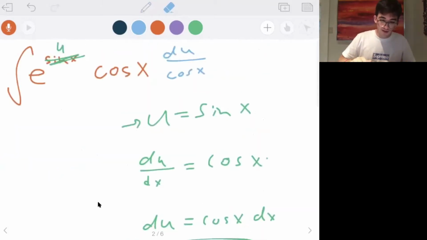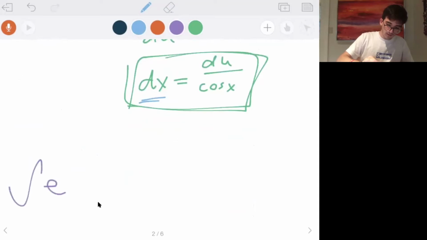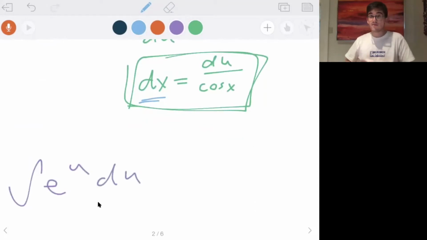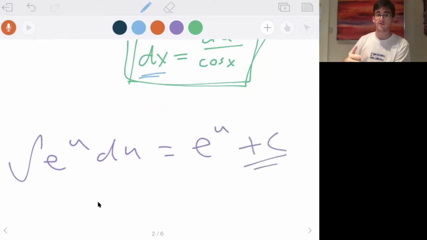Now we have e to the u cosine x du over cosine x. You'll notice that cosine x divided by cosine x is just 1, so we can cross those out. All of this brings us to the integral of e to the u du. Now that everything is in terms of u, we can just integrate normally. As we know, the integral of e to the x is just e to the x, so for e to the u, it's still going to be e to the u plus c. Plus c because that's the constant of integration. Whenever you're doing an indefinite integral with no bounds, you've got to add your plus c.